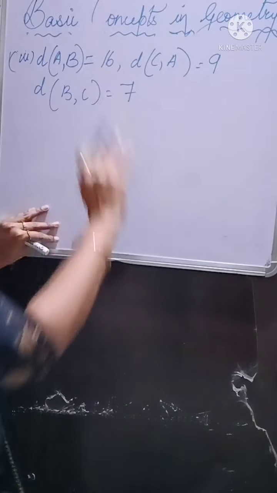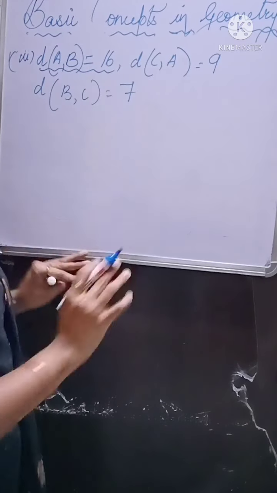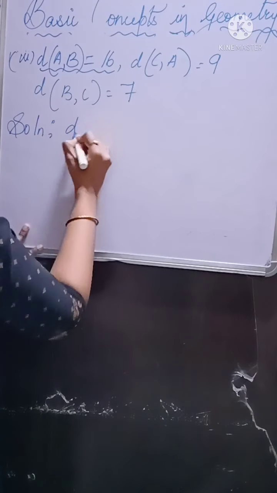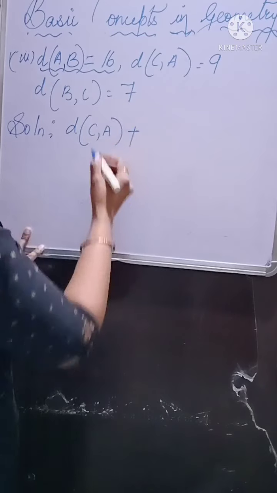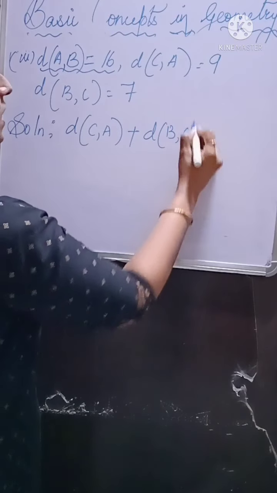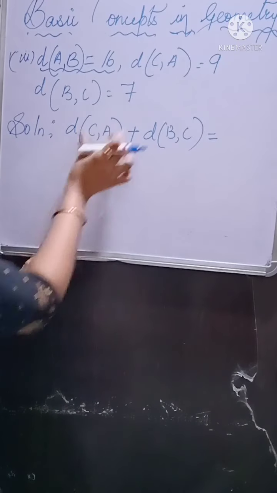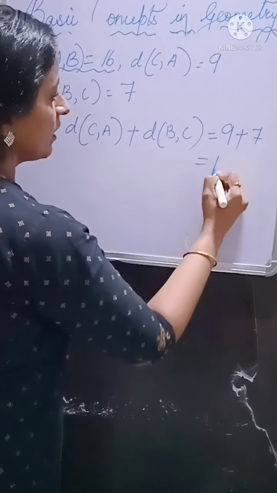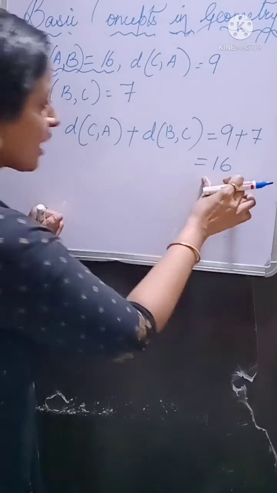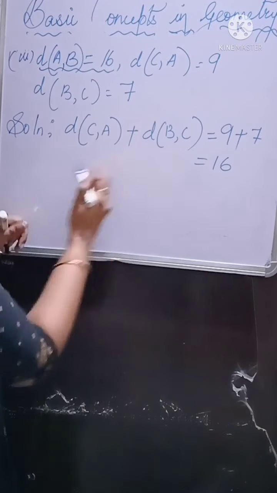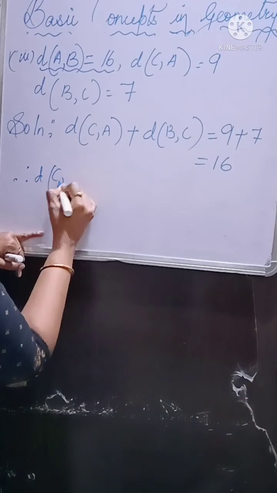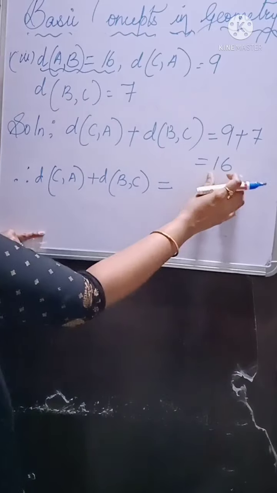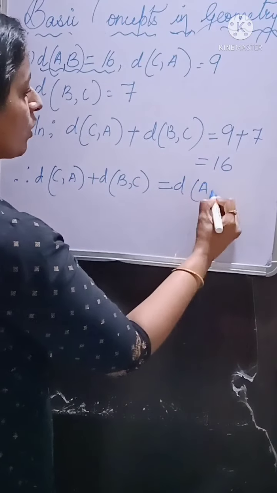Okay. So let us select the biggest number here, 16. We will not touch that. The other two we will add. Solution. Distance between C comma A plus distance between B comma C is equal to, how much is the distance C comma A? 9, plus B comma C is 7. 9 plus 7 is 16. Is it coming to be the same? Yes. So now we will write, therefore, distance between C comma A plus distance between B comma C is equal to 16, which is nothing but distance between A comma B.